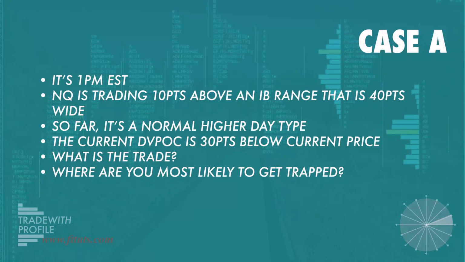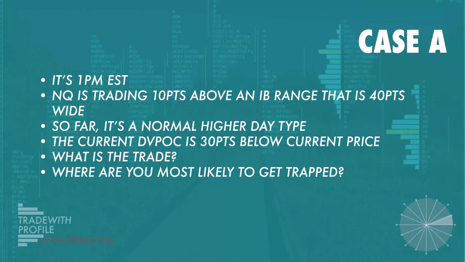Well, for me, when I look at that, if it's 40 points wide and I've got 30 points below the current price, that's a great target. And it's after 1 p.m. It's the time that I would look to be fading, and it's a normal higher day. So assuming I'm not making new highs, I would be looking to fade this.